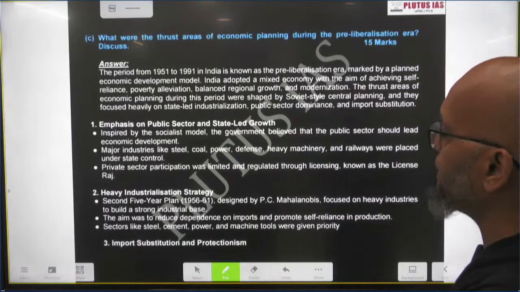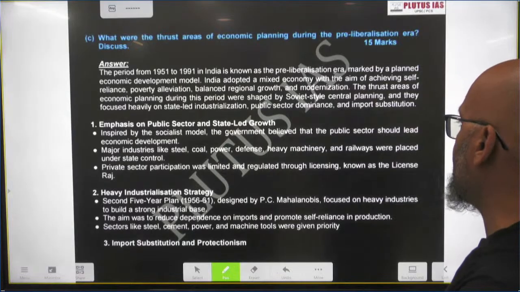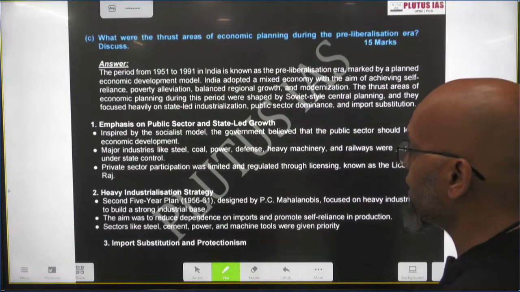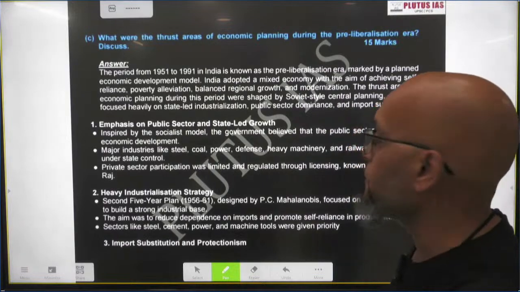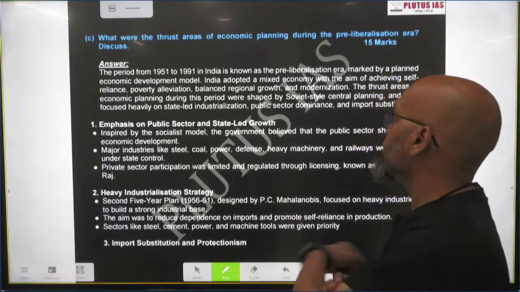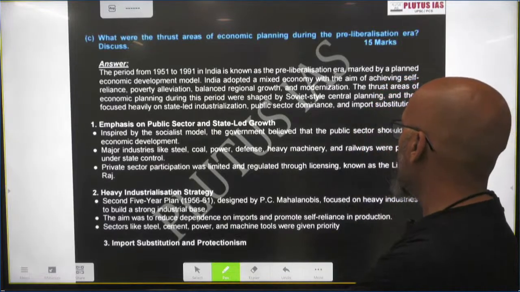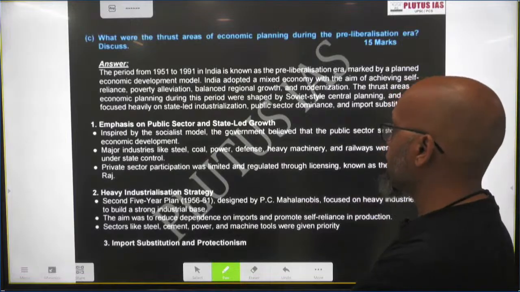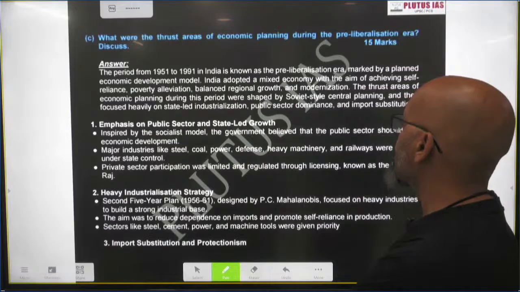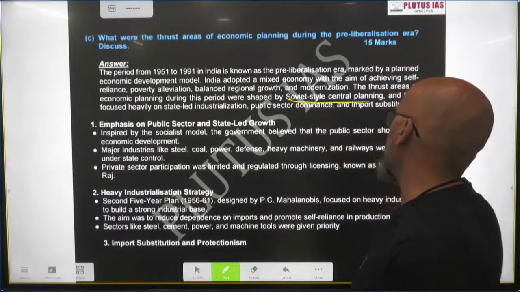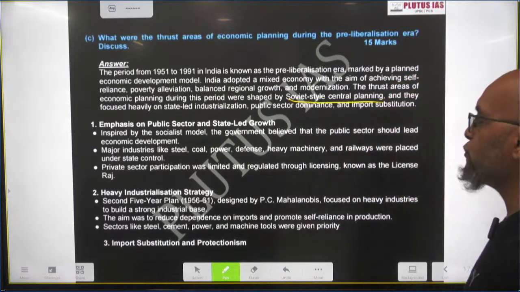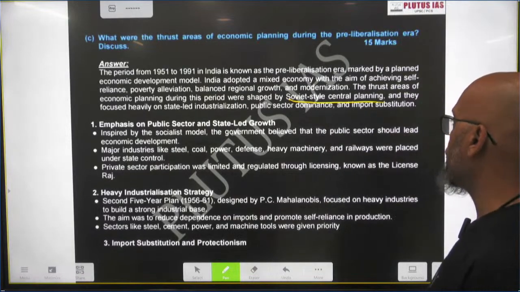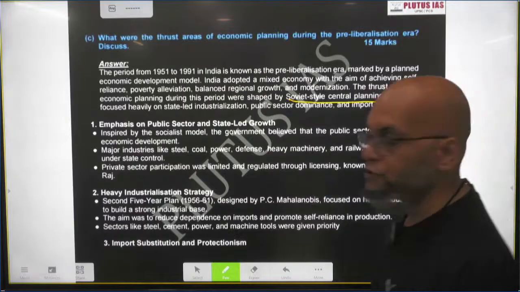planned economic development model. India adopted a mixed economy with the aim of achieving self-reliance, poverty alleviation, that means curbing poverty, balanced regional growth, and modernization. The thrust areas of economic planning during this period were shaped by Soviet-style central planning, and they heavily focused on state-led industrialization, public sector dominance, and import substitution.